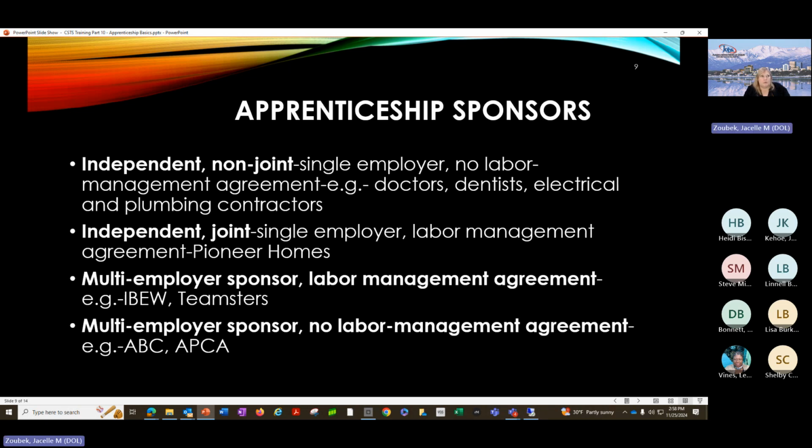So who, when we first started talking about apprenticeships, was immediately thinking of multi-employer sponsors where they get dispatched? Maybe they're part of a union, and thinking just about those trades ones. Who thinks that was the first thing on their brain when they started hearing that we were going to talk about apprenticeship? You can raise your hand or do a react or unmute. Okay, Shelby. Lisa. Yeah. Many years ago, that's what I thought too.